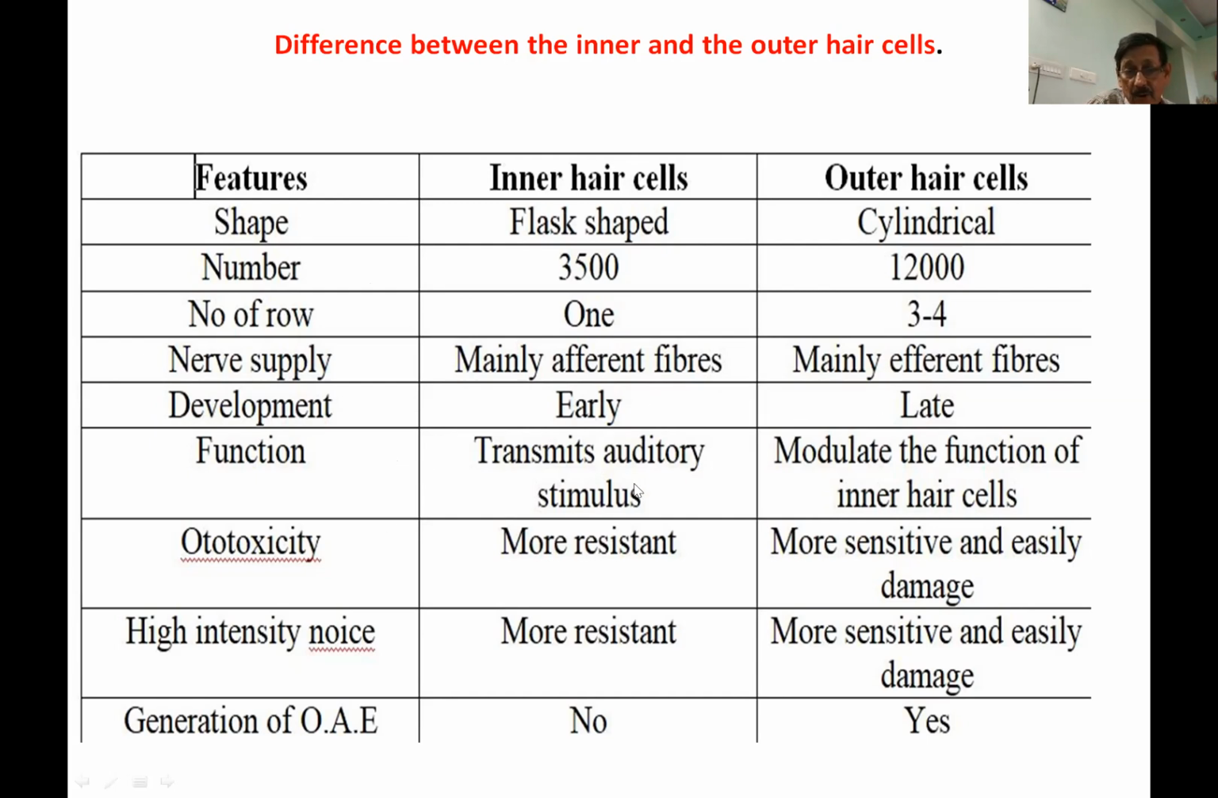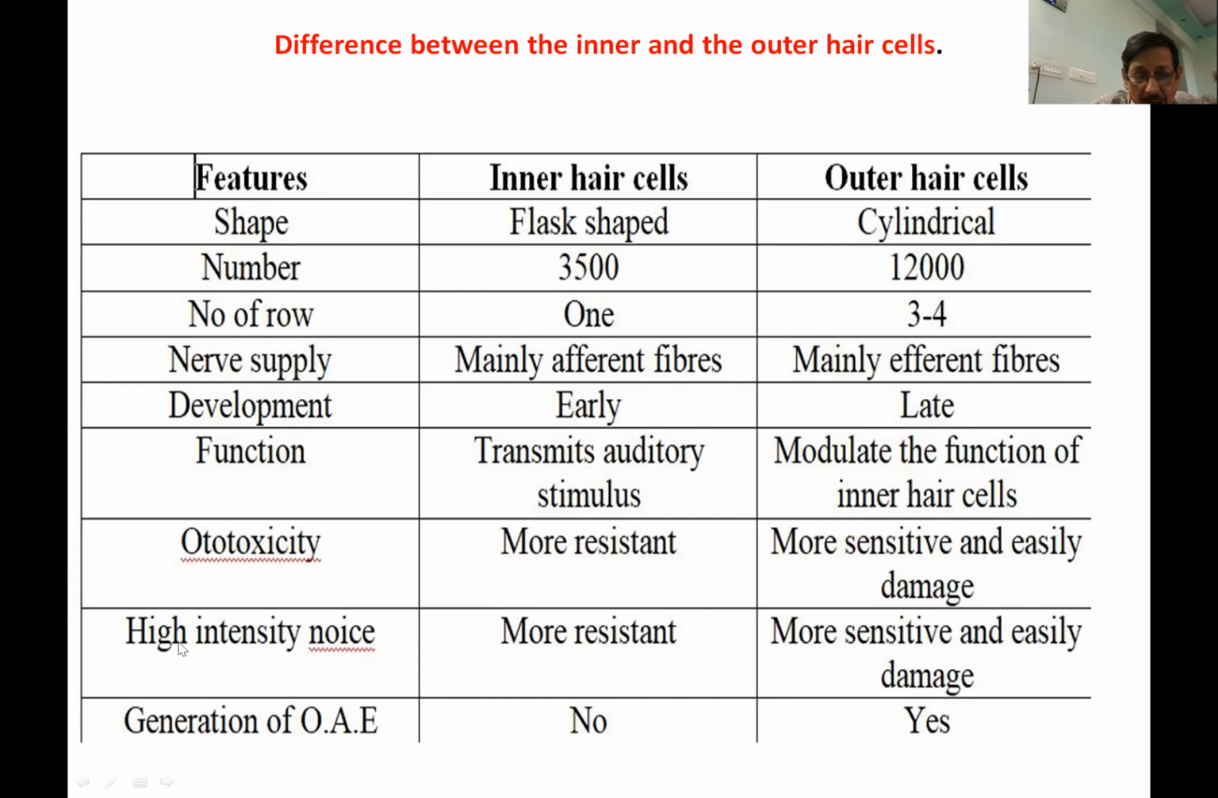Function, they transmit the auditory stimulus. They modulate the function of the inner hair cells. That means the outer hair cells have the function of modulating the inner hair cells. That means sometimes they can control the intensity. Ototoxicity is more resisted by the inner hair cells, while the outer hair cells are easily damaged.